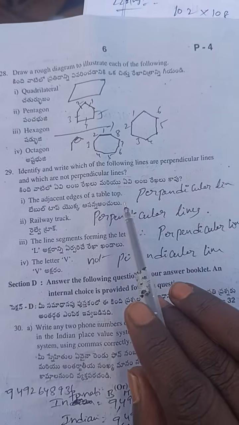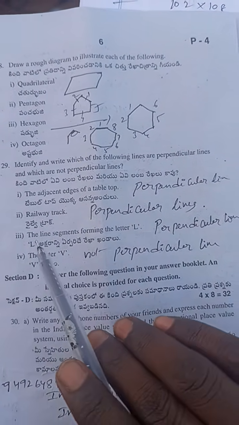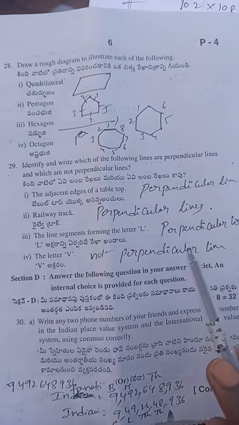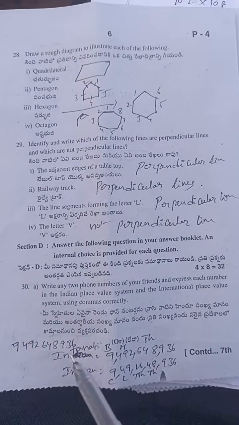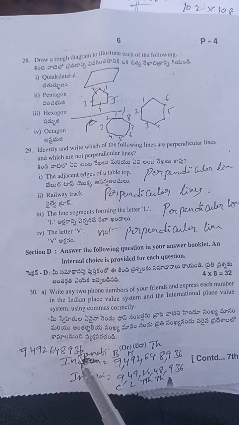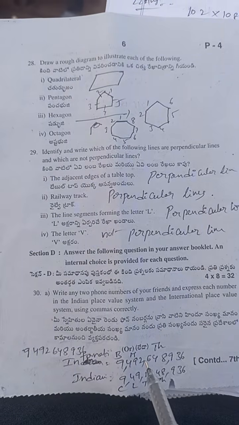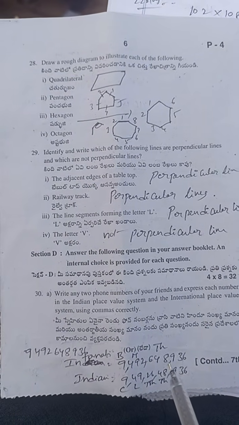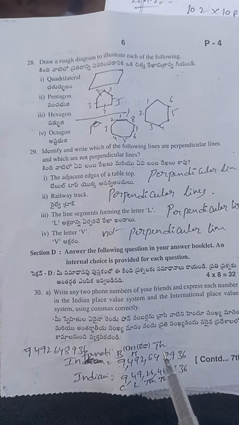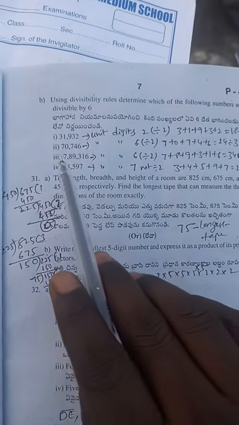The adjacent edges of a table top: perpendicular lines. Railway track: perpendicular lines. The line: perpendicular lines. V: not perpendicular lines. Next, write any two 13-digit numbers. 9492648936 in the international system. That is 9,492,006,408,936 in the Indian system.